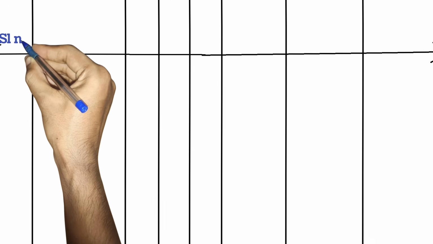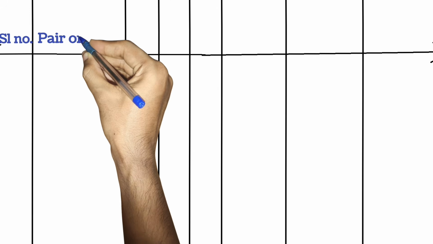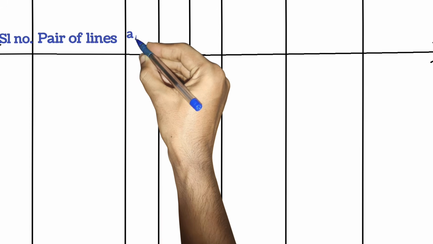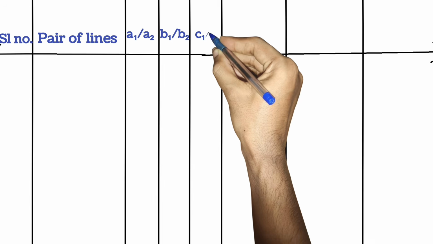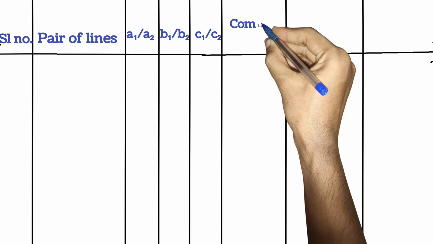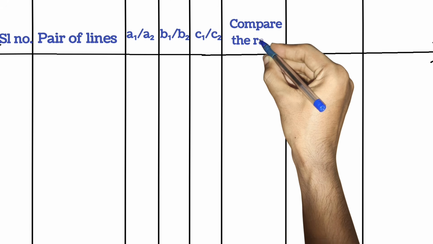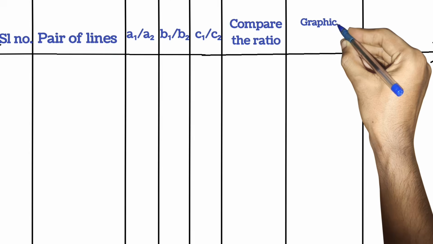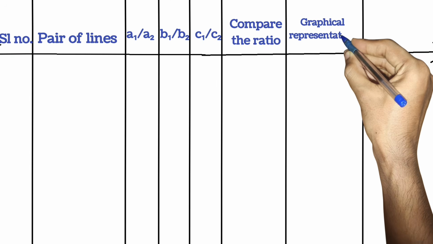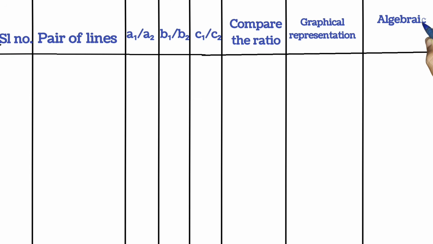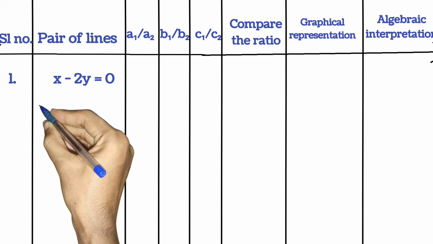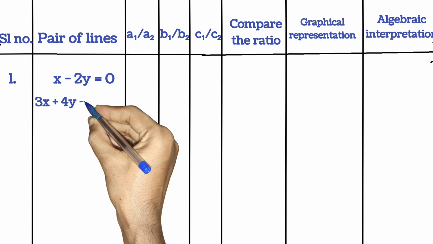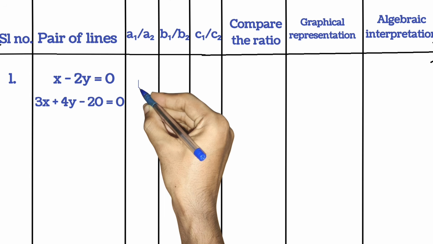Now make a table and write serial number, then pair of lines, then ratio of coefficient of x, a1 by a2, ratio of coefficient of y, b1 by b2, and ratio of constant term, c1 by c2. Then compare all ratios. Then we see the graphical representation, which will show the algebraic interpretation or type of solution which each pair contains. Now the first pair of lines or pair of equations, x minus 2y equal to 0 and 3x plus 4y minus 20 equal to 0.